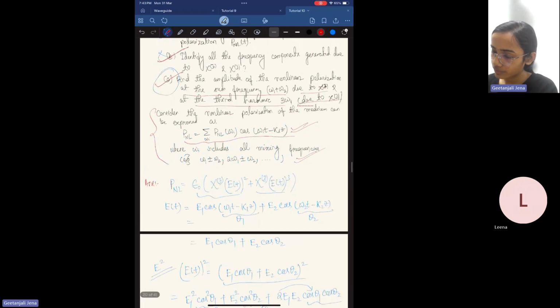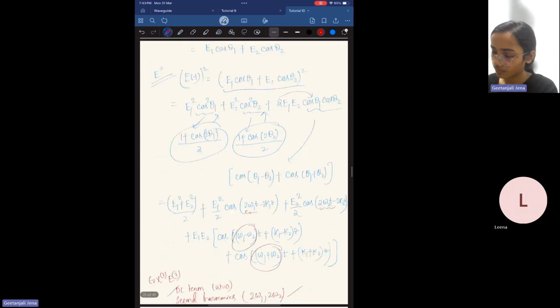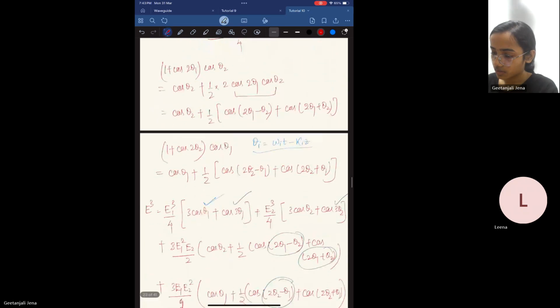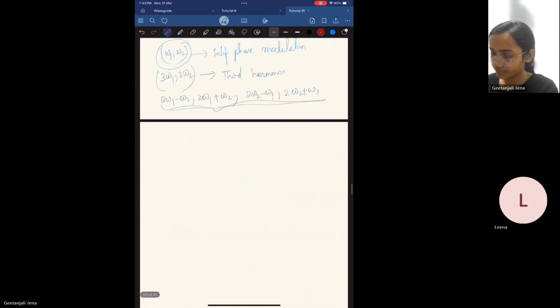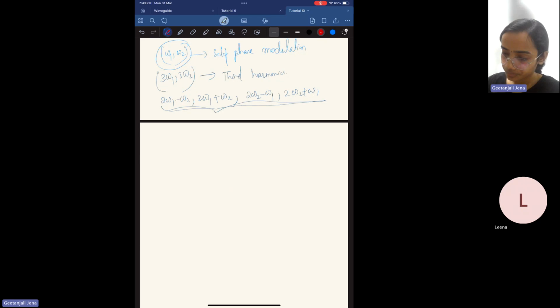For the C part, we need to find out what is the amplitude of the nonlinear polarization at the sum frequency omega 1 plus omega 2 due to chi 2, and the third harmonic 3 omega 1 due to chi 3. I think the steps are easy to follow. Okay, so let us see the amplitude of the sum frequency, which is omega 1 plus omega 2 due to chi 2.